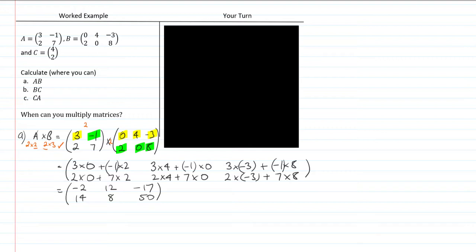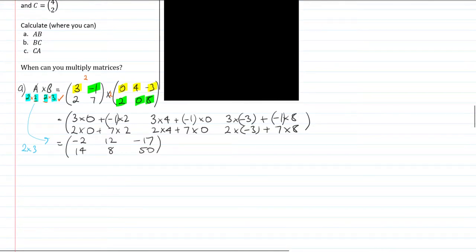Now you'll notice here, and again, I would have loved for you to be able to come to this conclusion yourself, and maybe you have, but you'll notice here that the 2 and 2 need to match. They kind of cancel each other out, and I'm left with 2 and 3, so the result is a 2 by 3 matrix. Isn't that really good?